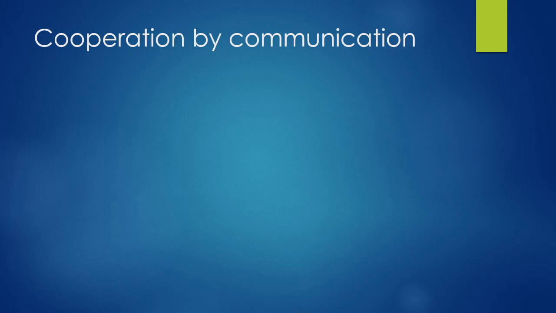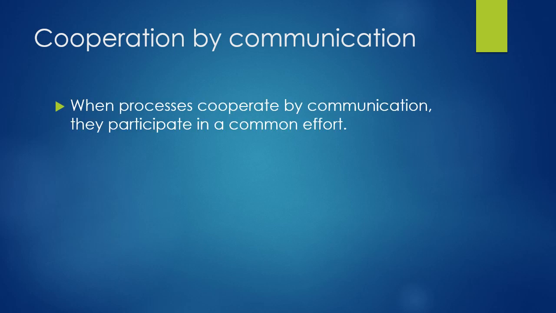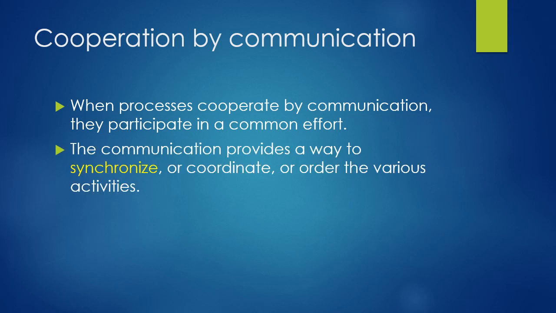In the case of competition, processes are sharing resources without being aware of the other processes. In the case of cooperation by sharing, processes are sharing values. And although each process is not explicitly aware of the other process, it is aware that the data or file it is working on is global or shared. When processes cooperate by communication, they participate in a common effort. The communication provides a way to synchronize or coordinate or order the various activities.